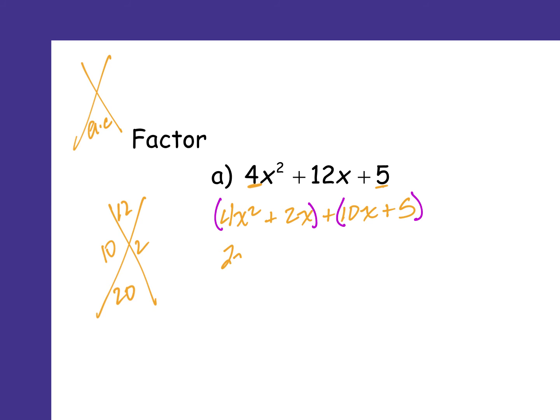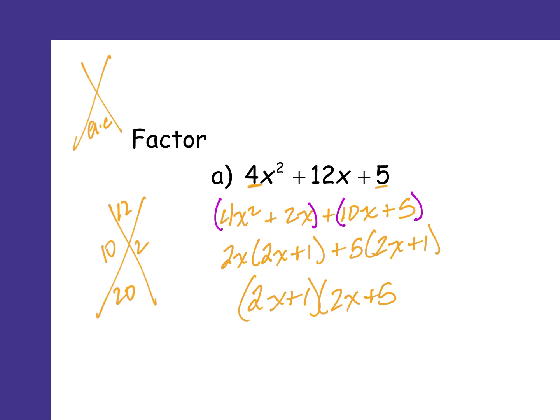Well, I can factor out 2x, and that should give me 2x plus 1. And out of my second group, I can factor a 5, which should give me 2x plus 1. Notice now I have a 2x plus 1 in each term. So now I can factor out a 2x plus 1, and that gives me a 2x plus 5 left. So there's another way to do it, which is basically the same thing as the box method. It's just not quite as clear to some people. Does that help a little bit?